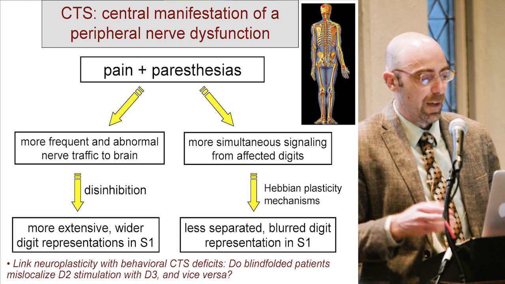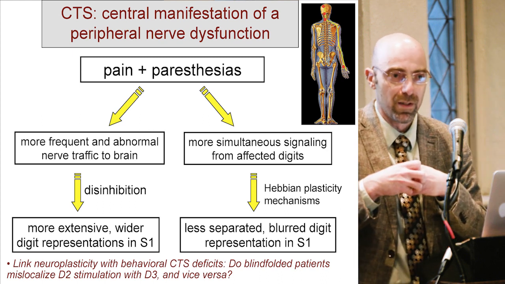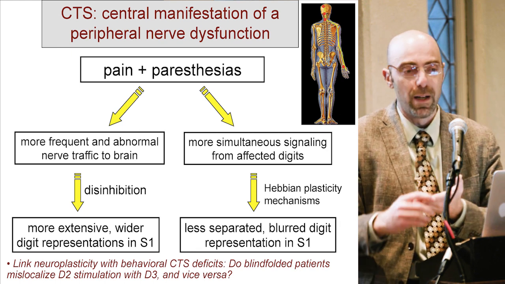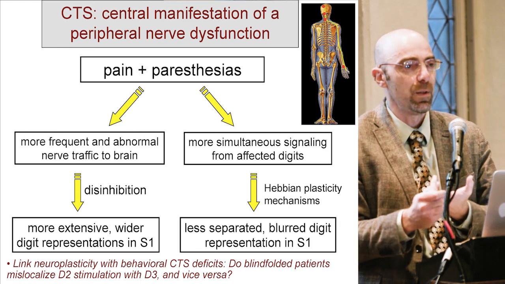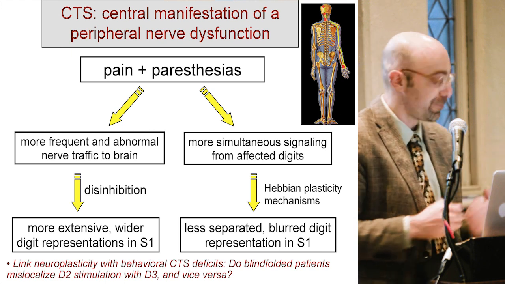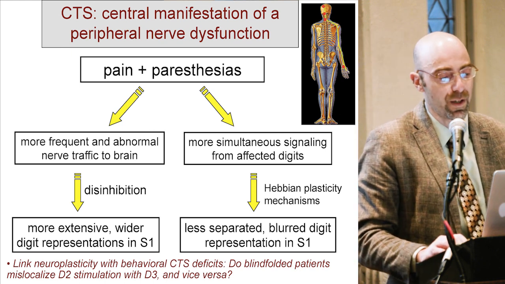So for example, if you now have this blurring of the representations, and if I was to blindfold the patients and stimulate one of their fingers and ask them which finger was stimulated, would they be more apt to make mistakes because they have this blurring in their brain? So those are some of the questions that we wanted to ask.